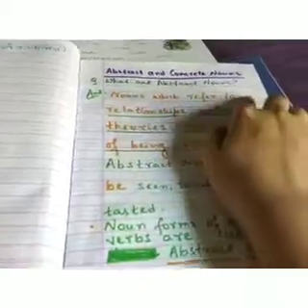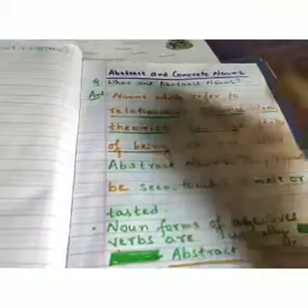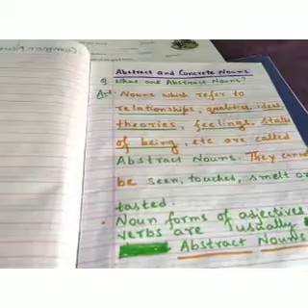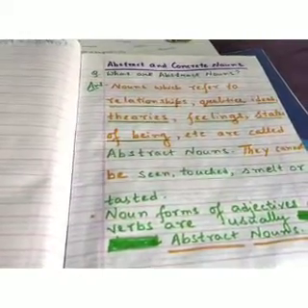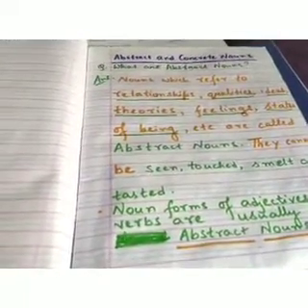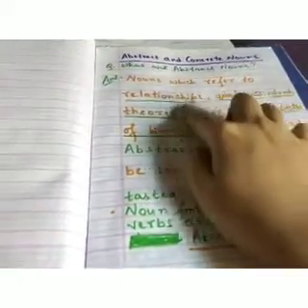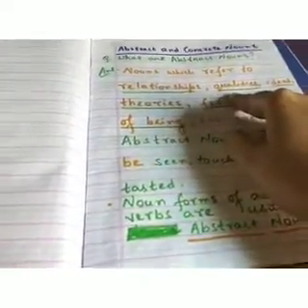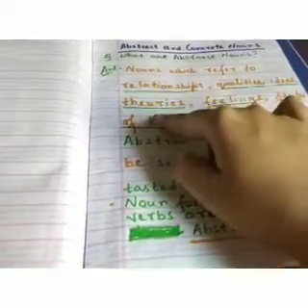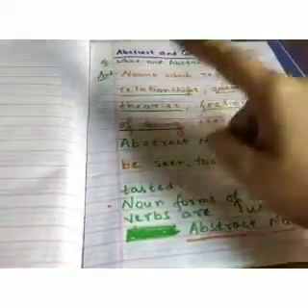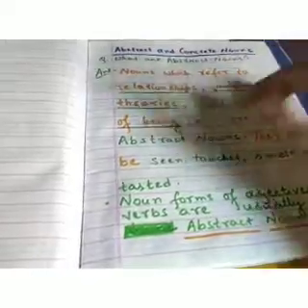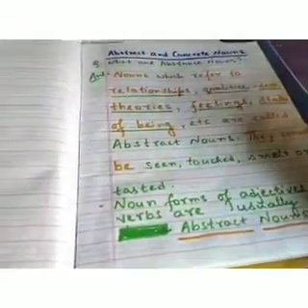See, we had learned what are abstract nouns. Nouns which refer to relationships, qualities, ideas, theories, feelings, states of beings, etc. are called abstract nouns. Correct.